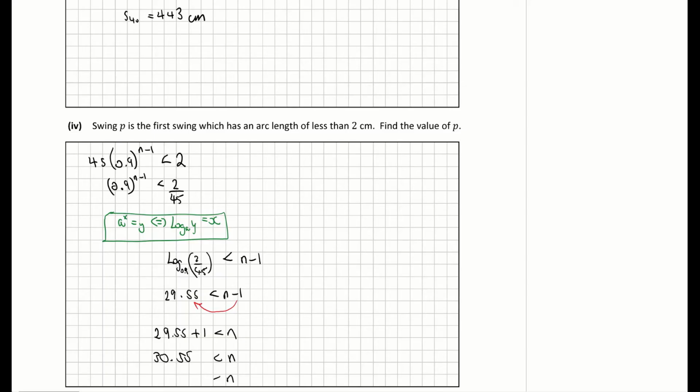So the swing with an arc length of less than 2 will have to be 31. And the question is called swing P. So in other words, my n I'm now going to change to, therefore P is equal to 31. Now if you want to verify that, sub 31 back into the nth term, the 45 times 0.9 to the n minus 1, and you should see that it is less than 2. So you can verify that answer if you want. Okay, that is now the solution to IV.